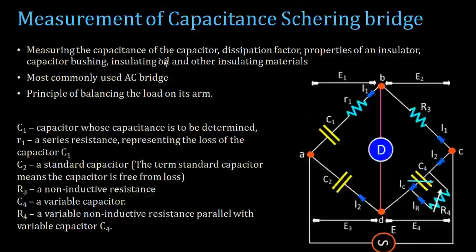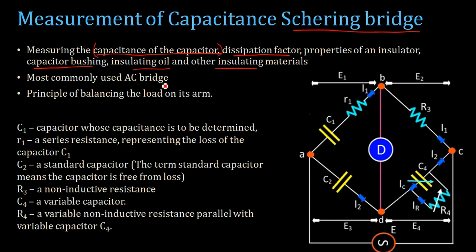Now we will move on to the measurement of capacitance using a bridge known as Schering's bridge. This Schering bridge can be used to measure the capacitance value of an unknown capacitor. In addition, it can also be used to understand the properties of insulators like dissipation factor, and for the study of capacitor bushing, insulating oil and other insulating materials. I will be focusing on the measurement of the unknown value of capacitance of a capacitor.